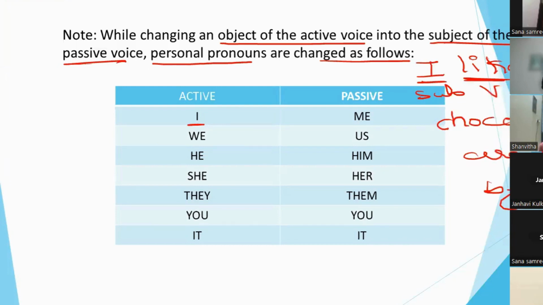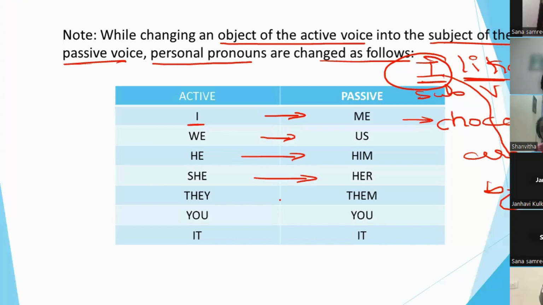If you follow all these 4 rules, then the given active voice I like chocolates changes into chocolates are liked by me. So here, if you see, this I has changed to me in your passive voice, isn't it? Likewise, the other pronouns also change like this. I changes to me, we changes to us, he changes to him, she changes to her, they changes to them, you remains the same as you, and it also remains as it.